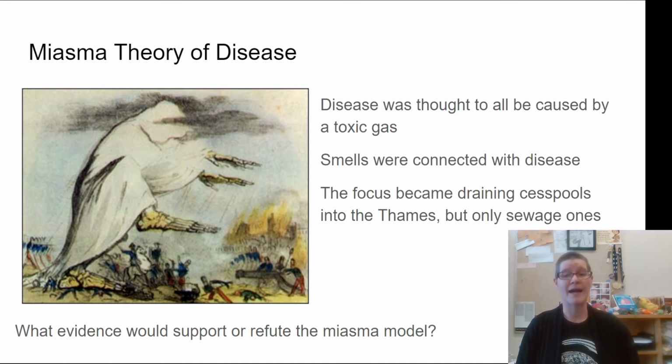Another thing, of course, about the way a gas works is that it's up in the air, it's aerosolized, it spreads out. It should get everybody in an area. And cholera did not often hit that way. It would hit one household and not another, or even different members of the same household. So the miasma model is better than the humoral model, but it still seems to have some issues.